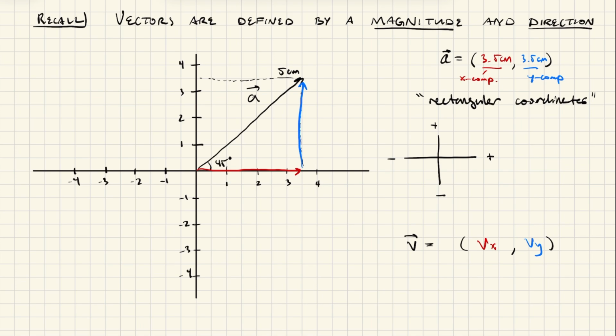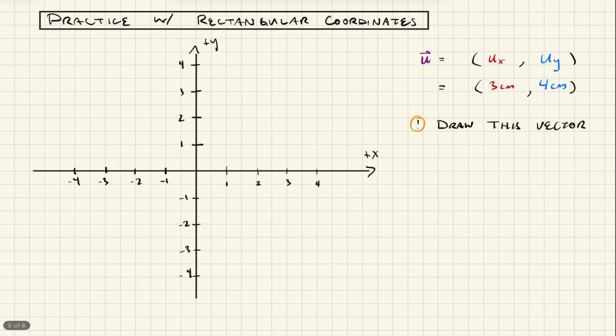Okay, so let's take a moment here and do a couple practice problems just to kind of solidify some of these ideas for the rectangular coordinates. And so what I've done here is I've written down a vector u with components like so, where the x component of u is 3 centimeters and the y component of u is 4 centimeters.